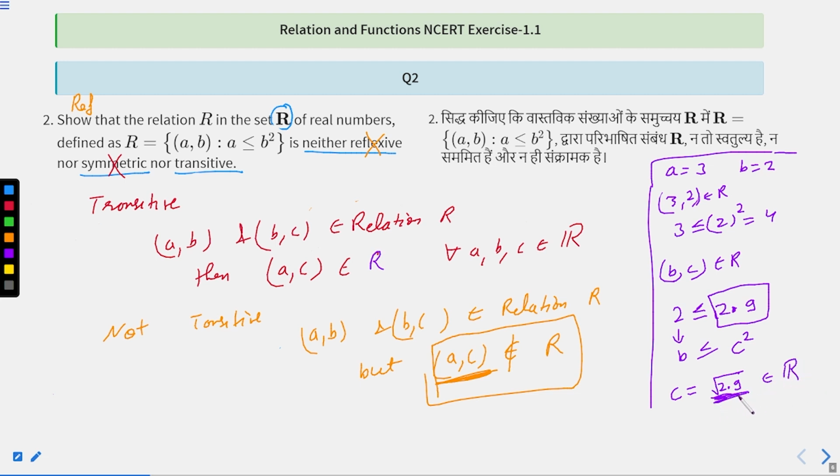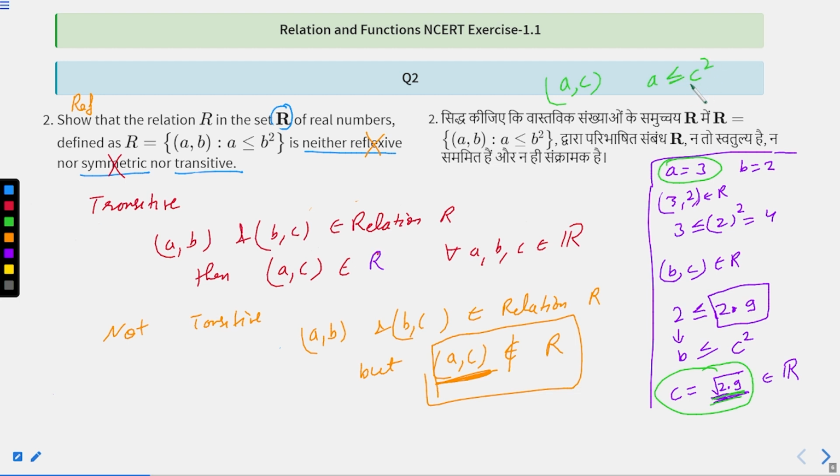Now, as I took C equal to root 2.9 accordingly, if you compare A and C, A is 3 and C is root 2.9. So if you compare this pair AC, this means A is less than or equal to C.